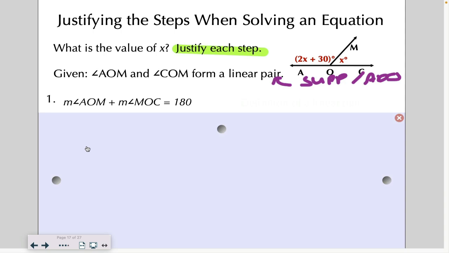First step I would give you, the measure of angle AOM plus the measure of angle MOC is 180. Let's see if we can crack it this time. Justification. Layla. Definition of a linear pair. Nice job. That's the definition of a linear pair. See if you can finish the rest of the proof as a table now. Go ahead. See how you do. We'll clean it up after.